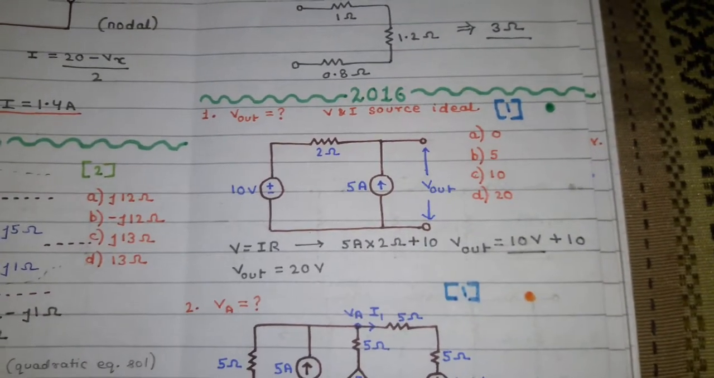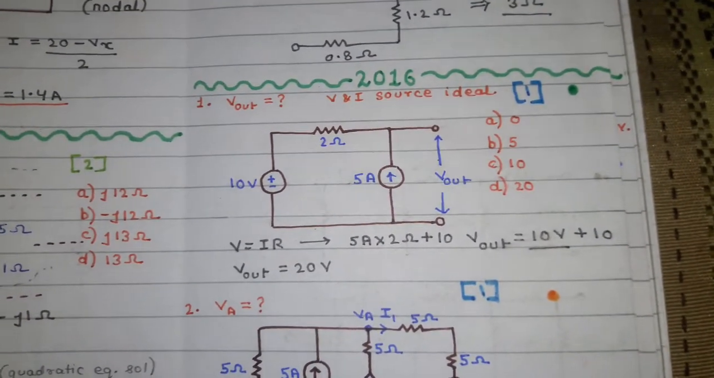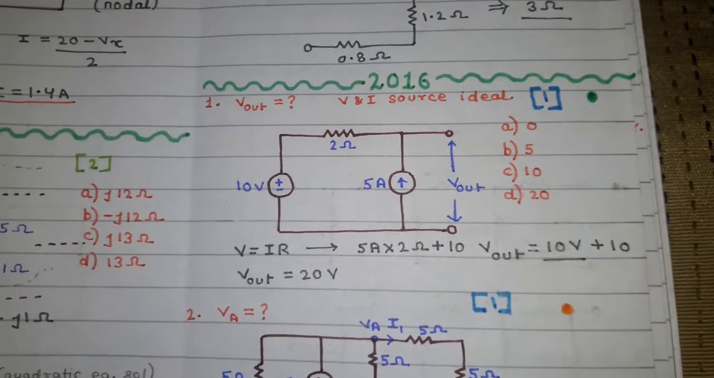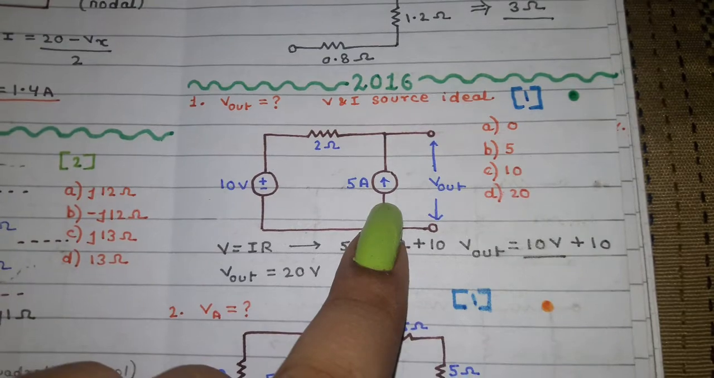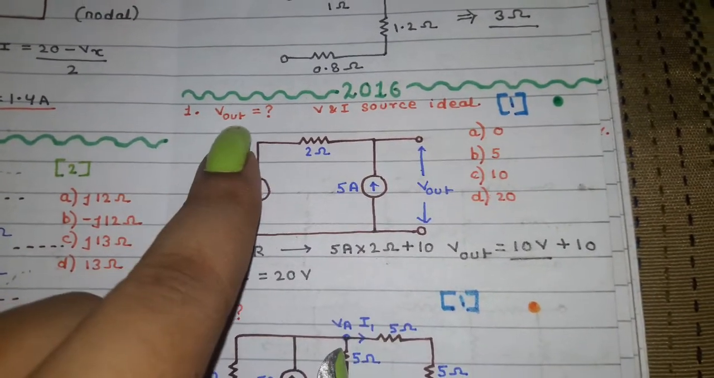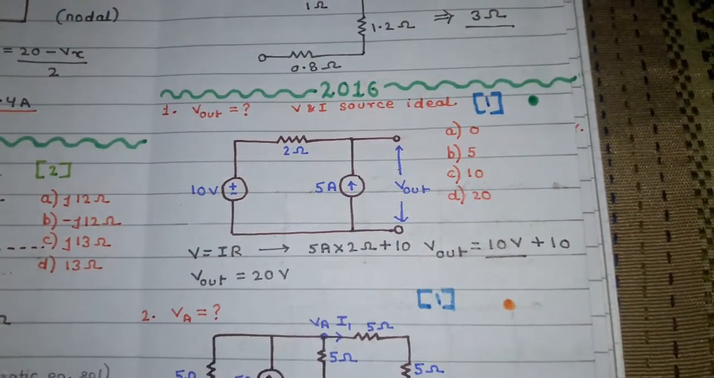Then we have one question from the year 2016. In this particular question they have given you that the voltage and current sources are ideal, and you have to find out the output voltage of this particular circuit.